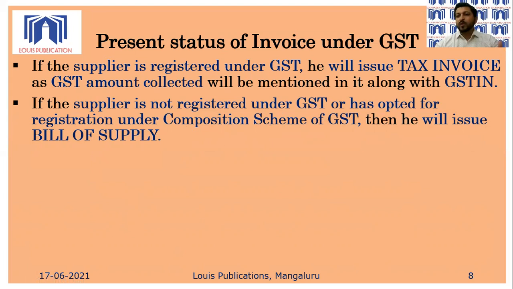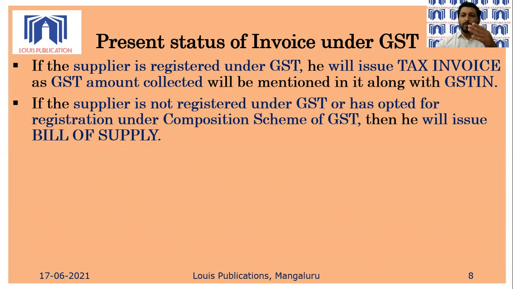So when GST amount cannot be collected, he cannot issue a tax invoice, and rather he will issue what is called a bill of supply. Remember this. So if the supplier is registered under GST and collecting GST amount, he has to compulsorily issue a tax invoice. But if the supplier is not registered, or if he has registered under the composition scheme of GST, then he is not supposed to collect GST amount. He cannot issue a tax invoice. Rather, he will issue what is called a bill of supply.